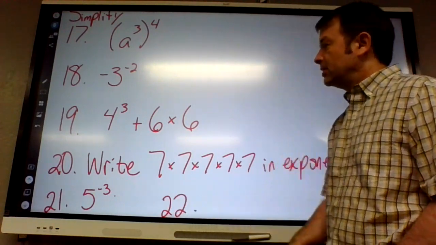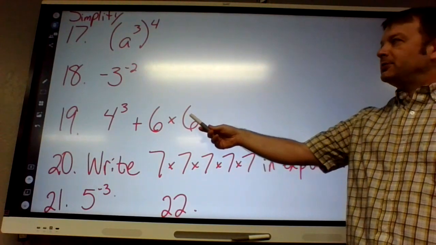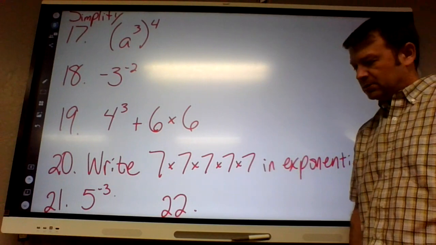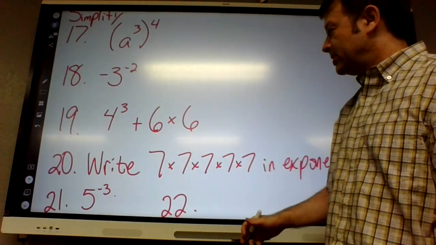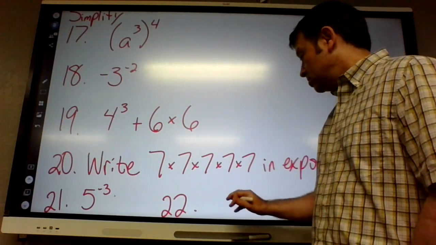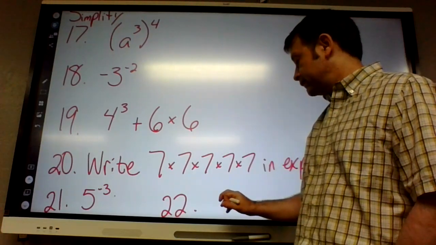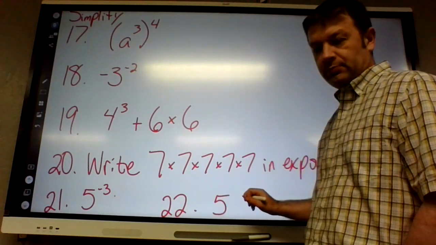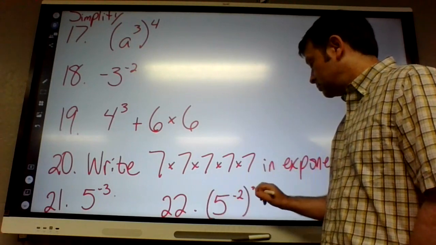Put 22 over here. This is kind of the exponent section. Some of these you can still use your calculator on, some of them you can't. Like those. I don't care if you're holding your calculator, it's just not going to help you very much. Let's go. That makes sense.